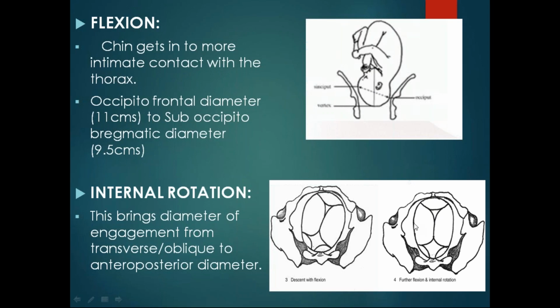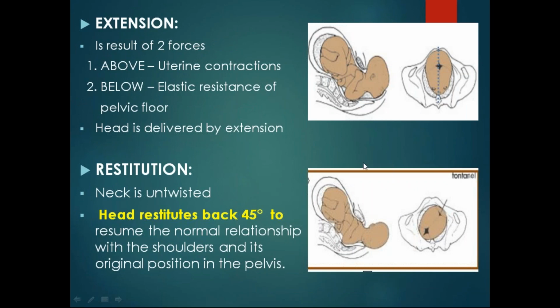Now, once it has reached that stage, if the head has to come out, it has to undergo what is called extension. Initially, the chin was well flexed. You saw the chin was well flexed. Now, if it undergoes extension, the head will come out. This process is called extension. It results due to two forces. One is the uterine contraction. The uterus is contracting and causing the head to extend. Also, below, there is the elastic resistance of the pelvic floor. It's resisting. So both of these together, contraction of the uterus and resistance of the pelvic floor, lead to an extension of the fetal head.